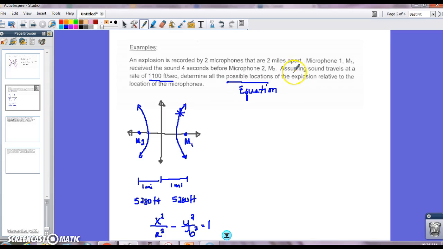It says here that microphone 1 received the sound 4 seconds before microphone 2. So if I take 4 seconds and multiply that by 1,100 feet per second, because that's how fast the sound travels, that must mean that microphone 1 and microphone 2 are 4,400 feet apart. Does that make sense?